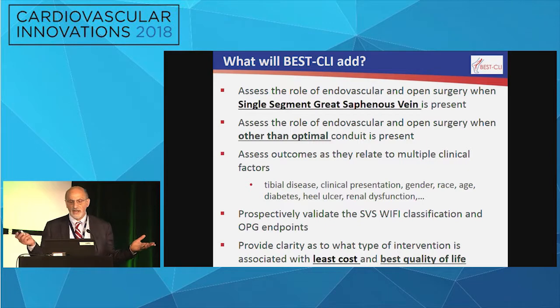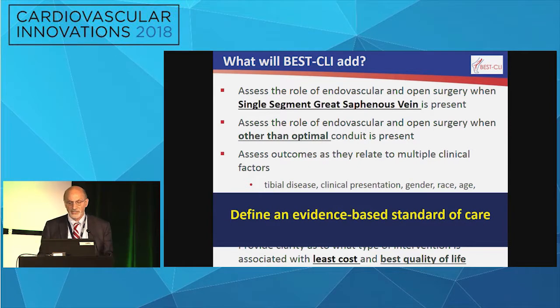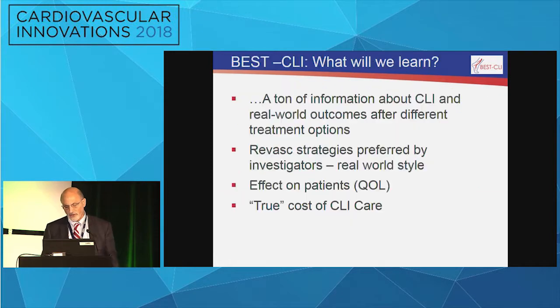What will BEST-CLI add? I'll just finish up with the next couple of slides. It'll assess the role of endovascular and open surgery when you have a single-segment greater saphenous vein, a good conduit. It'll assess the role when you have a bad conduit. And it will assess the role as it relates to multiple clinical factors like the presence of tibial disease, race, gender, and so on. And basically, we want to achieve the least cost and best quality of life for our patients.